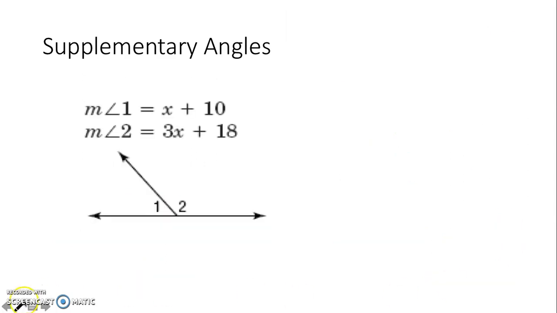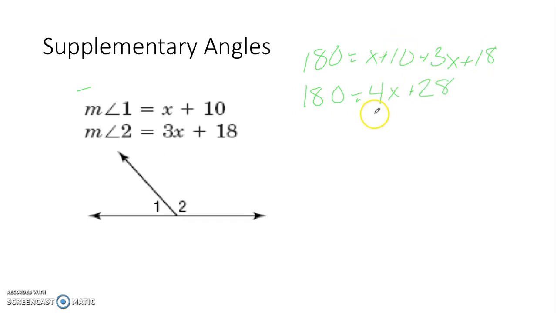Last example that we're going to do before your U-try problem. Alright, so we have to set this equal to 180 is equal to x plus 10 plus 3x plus 18. Okay, combine like terms. So we have x plus 3x is equal to 4x plus 10 plus 18 is 28. Subtract 28 from both sides. We have 4x is equal to 152. Okay, divide both sides by 4, and we get x is equal to 38.